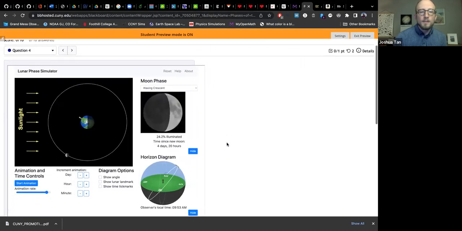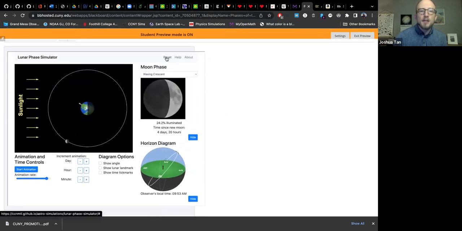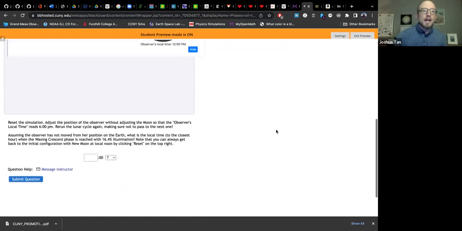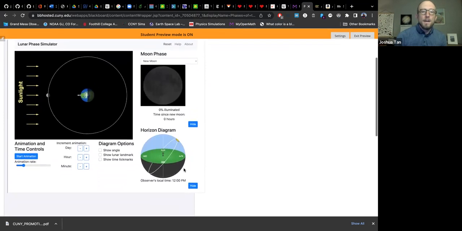There we are. So I'm going to reset the simulation. And it says, adjust the position of the observer without adjusting the moon so that the observer's local time reads 6 p.m. So right now, my local time reads 12 p.m. You might have a different time, but I'm going to adjust the person so that it reads exactly 6 p.m. I know that happens to be right at about sunset. And that's sometimes a little hard to get exactly, but I'll try my best.